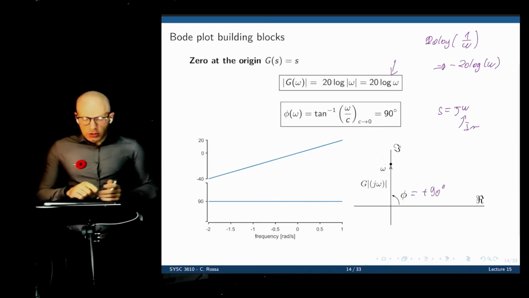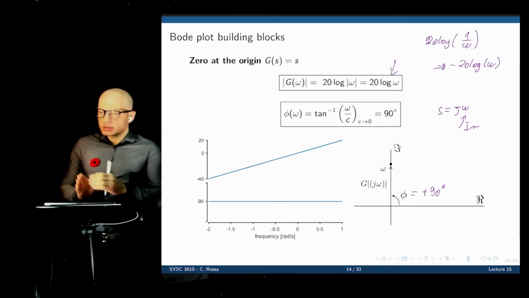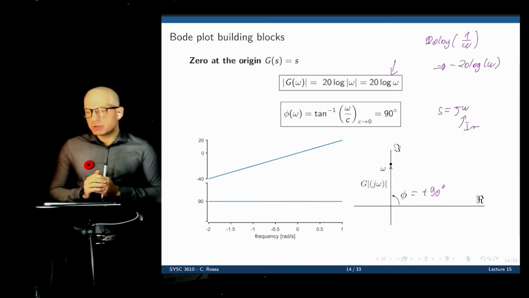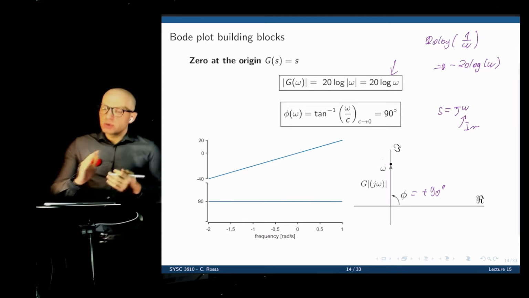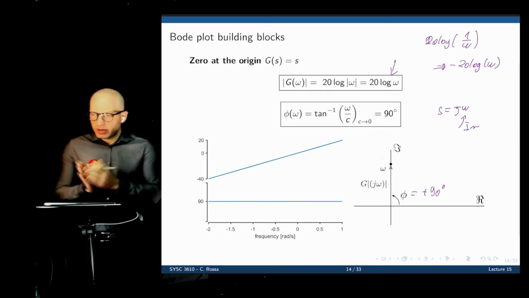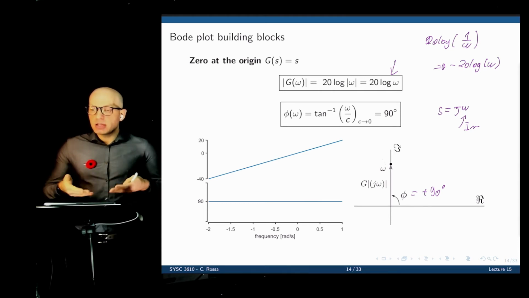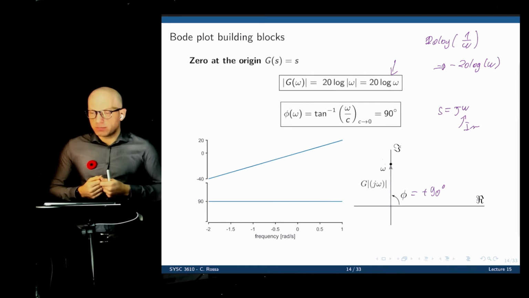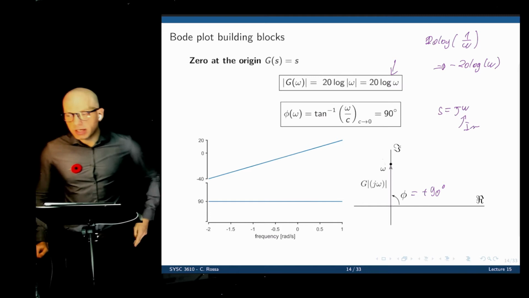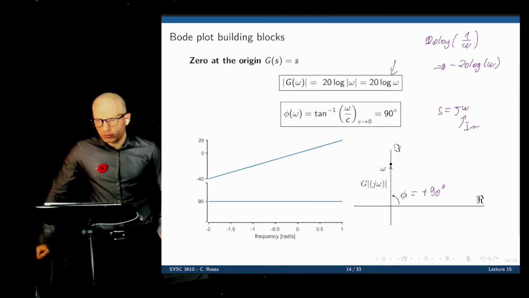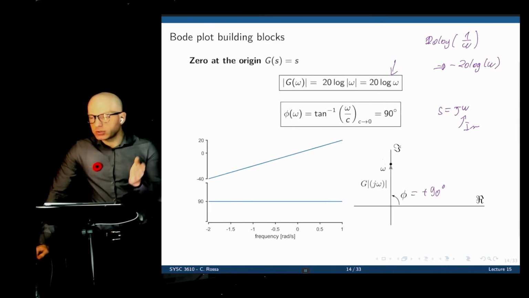Right. So let's recap. For the pole, we had negative 20 log of omega, and that resulted in a slope of negative 20 decibels per decade. Now we have plus 20 log of omega. So it's the same, but the slope goes up. If you increase the frequency by 1 decade, a factor of 10, the magnitude goes up by a factor of 20 decibels. And the phase is plus 90 degrees instead of negative 90 degrees. Okay, it is the opposite of the pole. You see here it goes down, here it goes up by the same amount.